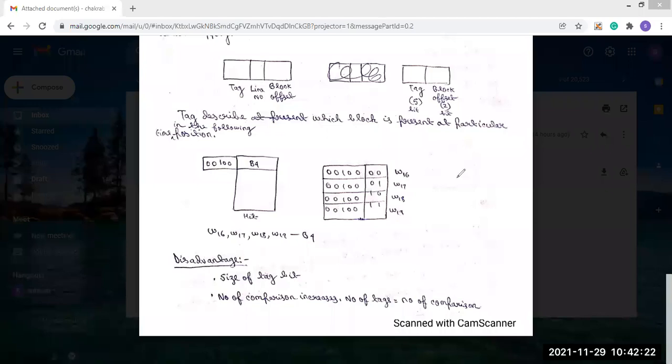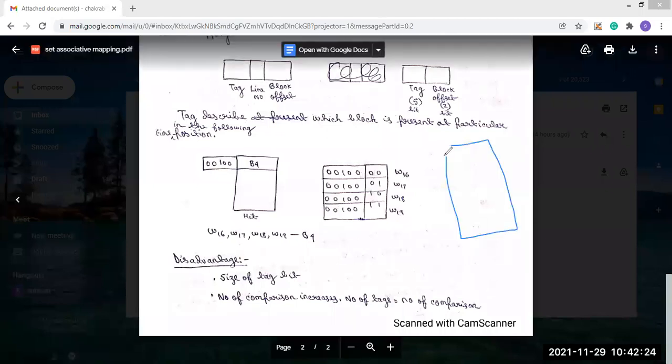Now, why is this increased? Because previously in direct mapping, let's say block number 1 should be present in line number 1. This is a fixed position. We can say this block 1 will be present in line number 1 only. Other than there, this block number 1 will not go. That's why we only check one comparison: the CPU has to check whether that particular block is present in line number 1 or not.